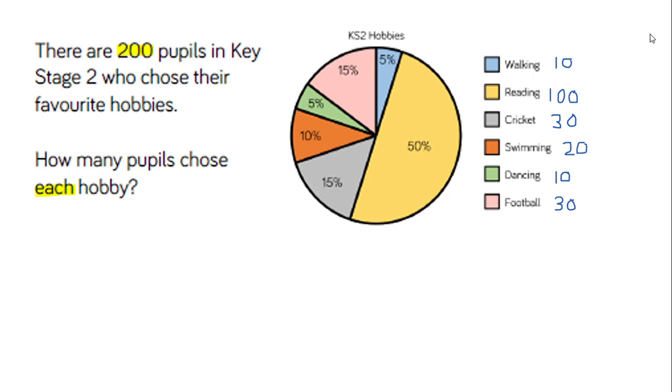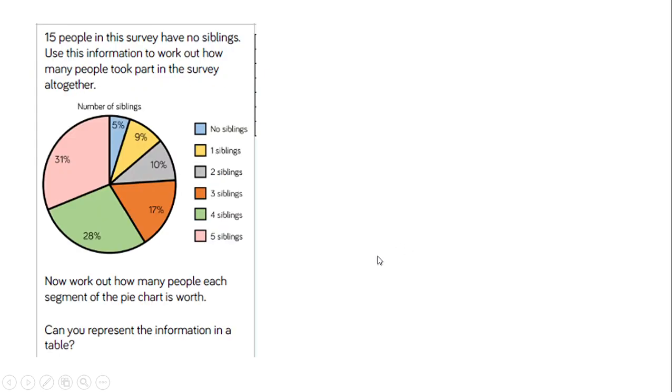numbers of children. And then what we really should do in any kind of question like this is check that we've got the right answer. And we could do that by adding together all of these different parts of the pie chart, so walking, reading, cricket, swimming, etc., 10 plus 100 plus 30, and make sure that they all add up to 100%, which they do. Another way, add up to 200, which they do. Okay, next question. Have a read through this and pause the video and have a go, please.